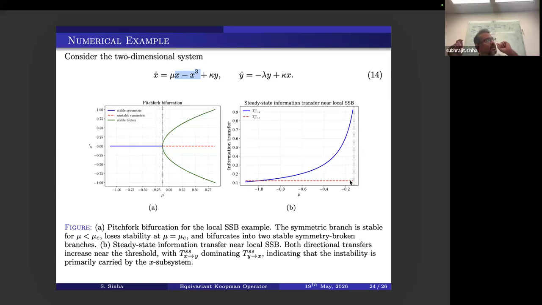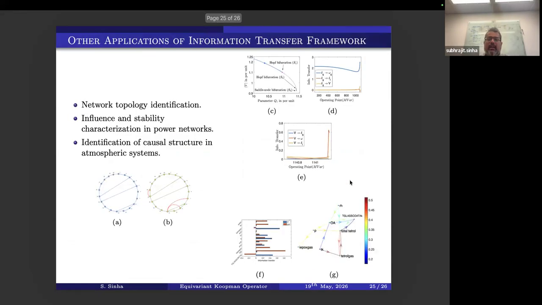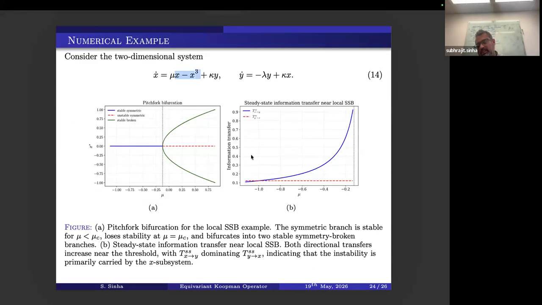So basically what we realized is that those measures don't take into account the time evolution, the temporal dependence. And that's where we came up with this notion of information flow. And we showed that it is asymmetric in x and y, and it captures this directional information flow. Here we see that in this symmetry breaking case, the information flow increases as the system is approaching this pitchfork bifurcation.